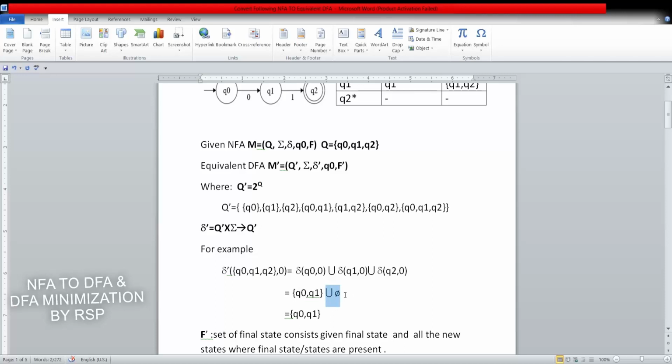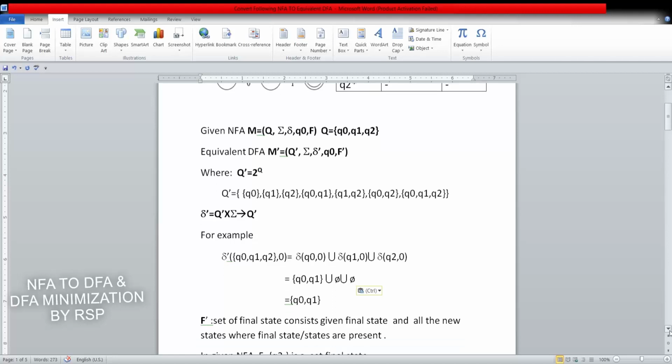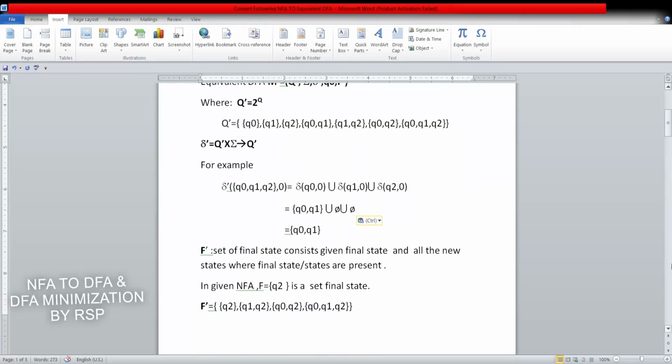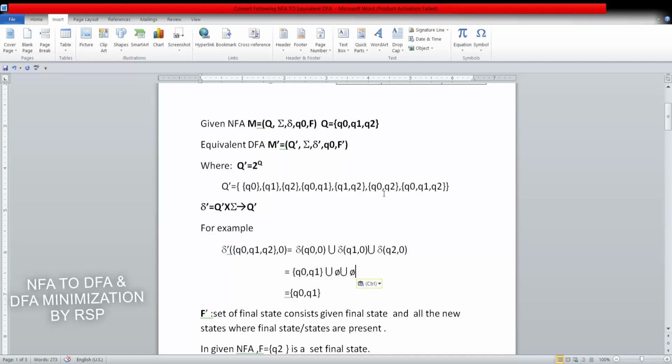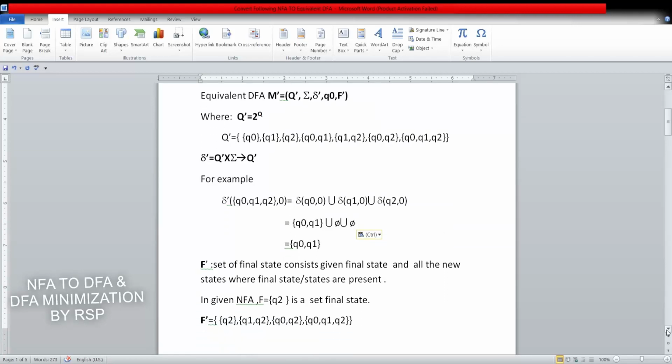Control C. Yeah, it is phi here again, and the union of this Q0, Q1. So main thing is once you understood how to calculate the transition on new state, we can complete the transition table. So I'll mention one point here, as I have taken all the subsets here, but no need to consider all the states here. We will see which state is to be considered while constructing the transition table.